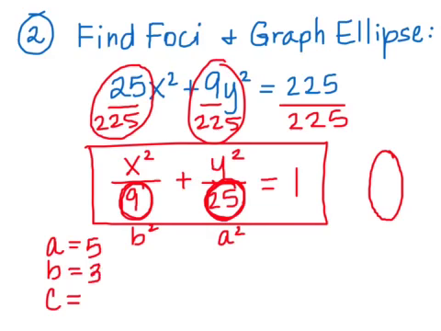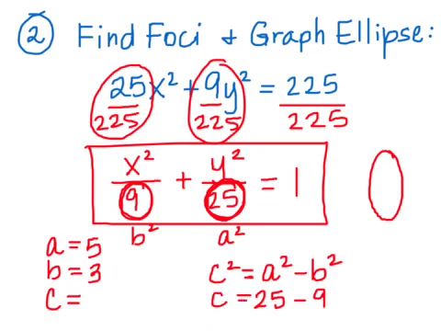And then c is always found with the formula c squared equals a squared minus b squared. And it's always a squared minus b squared because a squared will always be bigger. You can look at the a squared and b squared spots, which are 25 and 9, or you can just square your a and b if you didn't have that. And we get c squared equals 16. Well, that one turns out nice because when we square root that to find c, we get 4.